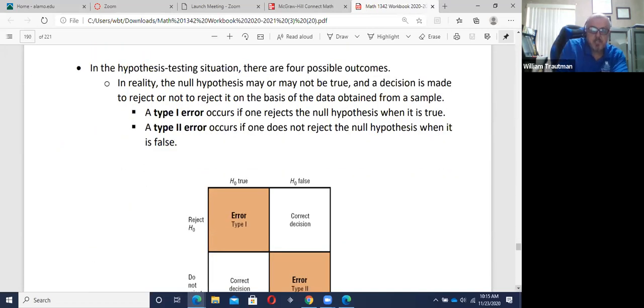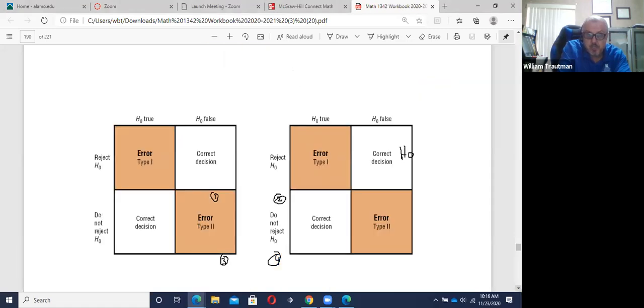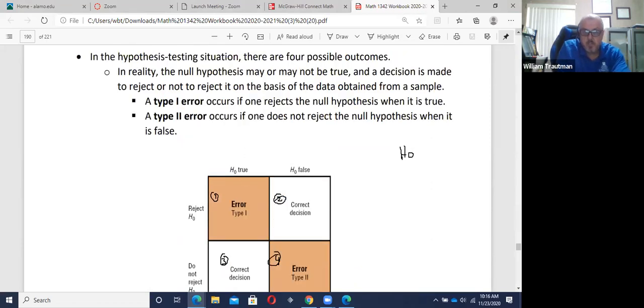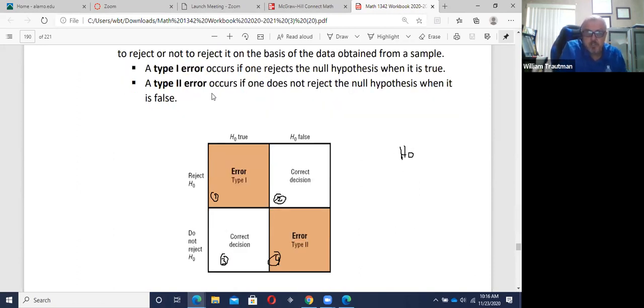Okay, so down here in the hypothesis testing situation, there are 4 outcomes. So here are the 4 outcomes. There's 1, 2, 3, 4 possible outcomes. If you're going to do an H0 and an H1, let me raise this up just a little so you can see the full square. You're going to do an H0 and you're going to do an H1.